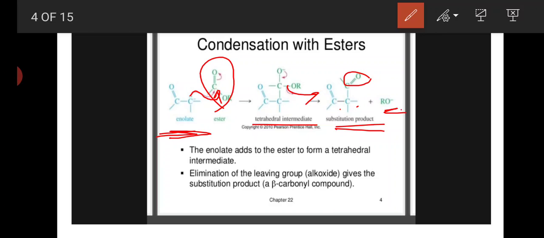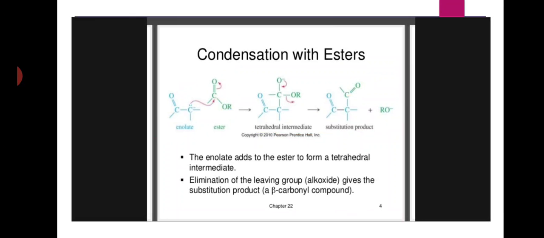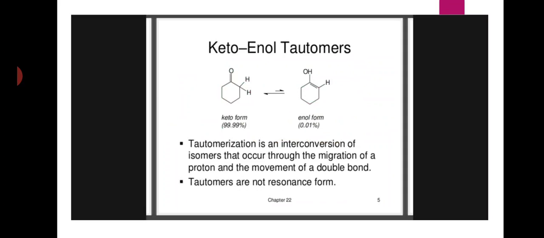Enolate ion undergoes condensation with aldehydes or ketones and forms a beta carbonyl compound, and here also the enolate condenses with an ester and forms a beta carbonyl compound. Next is the keto-enol tautomerism.